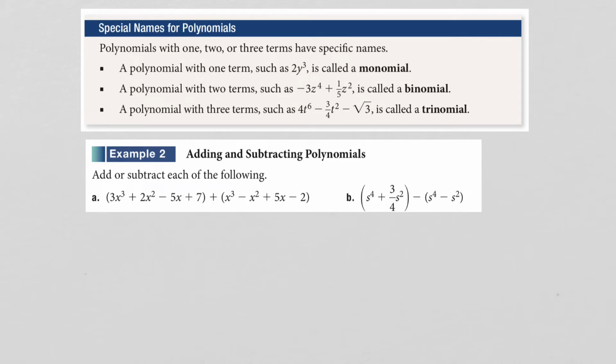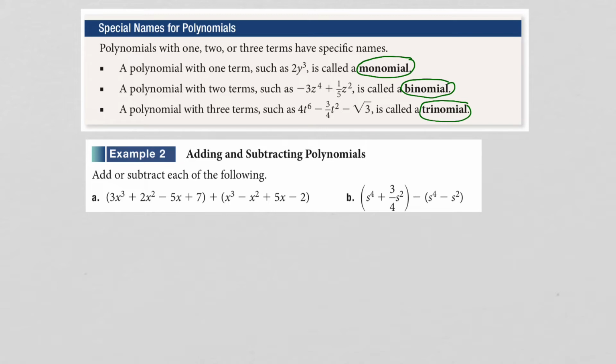Next, let's talk about some special names for some special types of polynomials. If a polynomial only has one term, such as 2y cubed, this is called a monomial. A polynomial with two terms, such as the one you see here, is called a binomial. And if a polynomial has three terms, like this one, we call that a trinomial. So we will very often find ourselves referring to monomials, binomials, and trinomials.